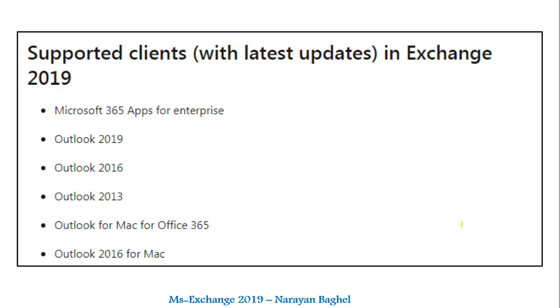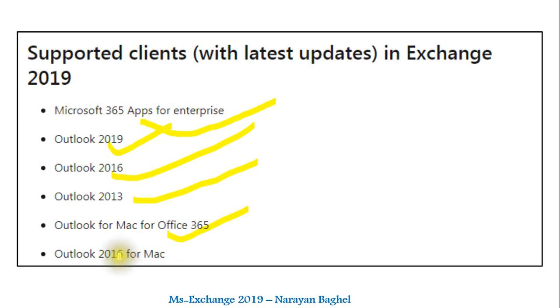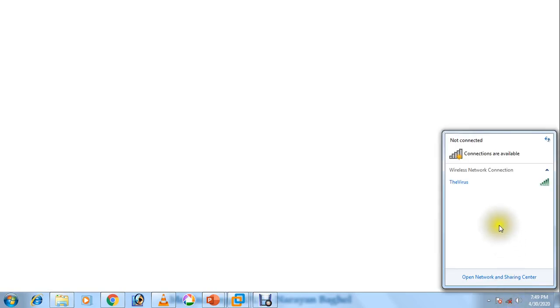Now, the supported clients with the latest updates in Exchange 2019: Microsoft 365 apps for enterprise, Outlook 2019, 2016, 2013, Outlook for Mac for Office 365, and Outlook 2016 for Mac. These are the clients with which we can communicate with Exchange server. So these are the basic requirements. For more, you can go through a website, and if you connect to the internet, you can see there are lots of requirements you need to follow before deploying Exchange Server 2019.